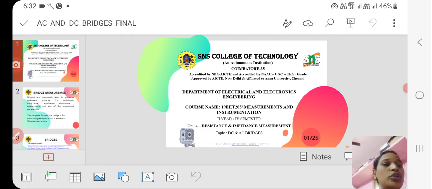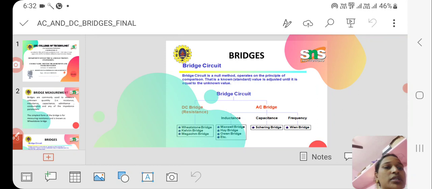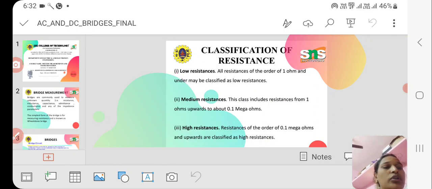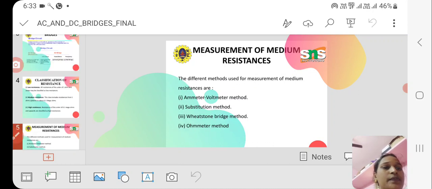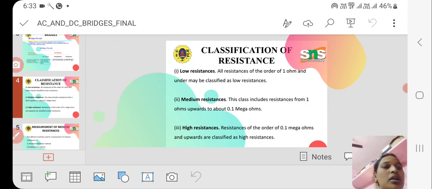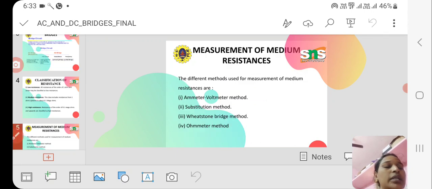In the last video, we have seen an introduction about measurement of resistances and impedance using bridges. So we have seen what a bridge circuit is, what the types of bridges are, and how the resistances are classified. We have discussed this in the last classes. Now we will see what DC bridges are, what is meant by a DC bridge, and how it is used for measurement of resistance.